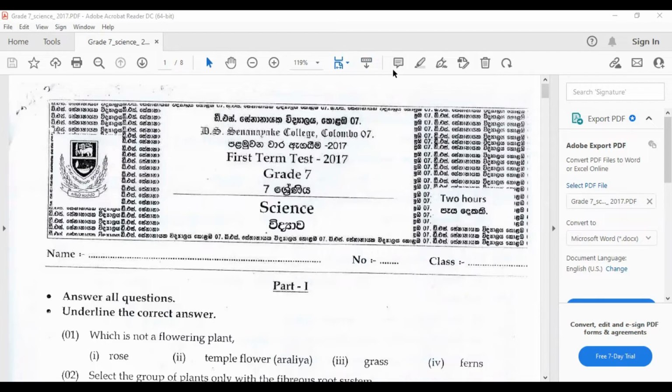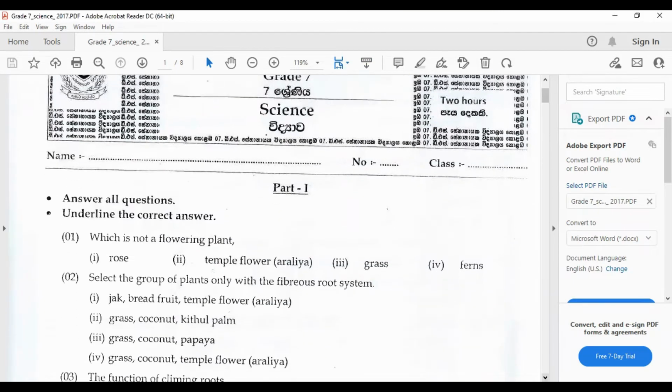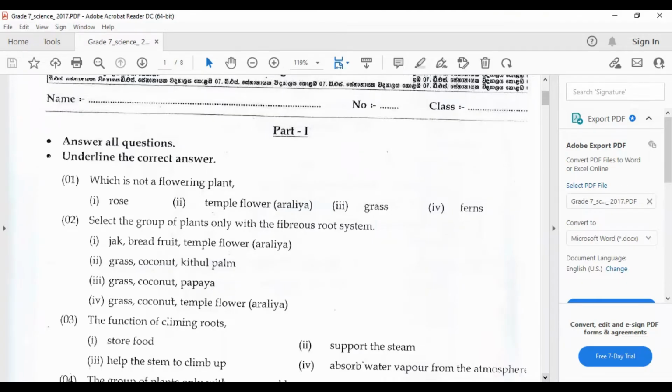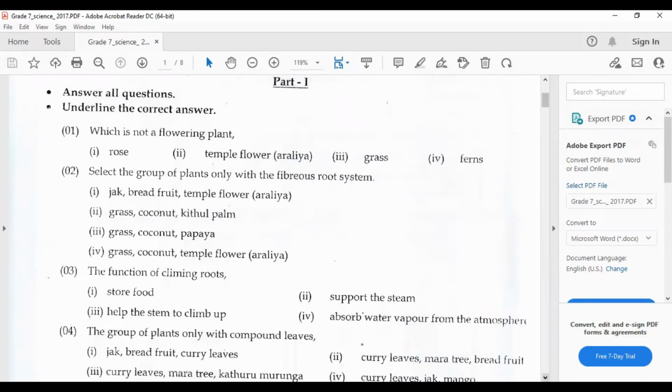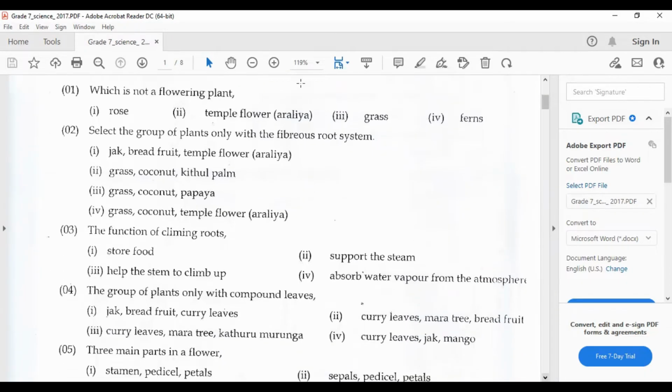Today, I'm going to explain the 2017 first term test paper in D.S. Senanayake College for grade 7 students. First of all, we will see the questions in part 1. First one, which is not a flowering plant? The answer is ferns. In Sinhala, we call them Nivana. There are no flowers in ferns.